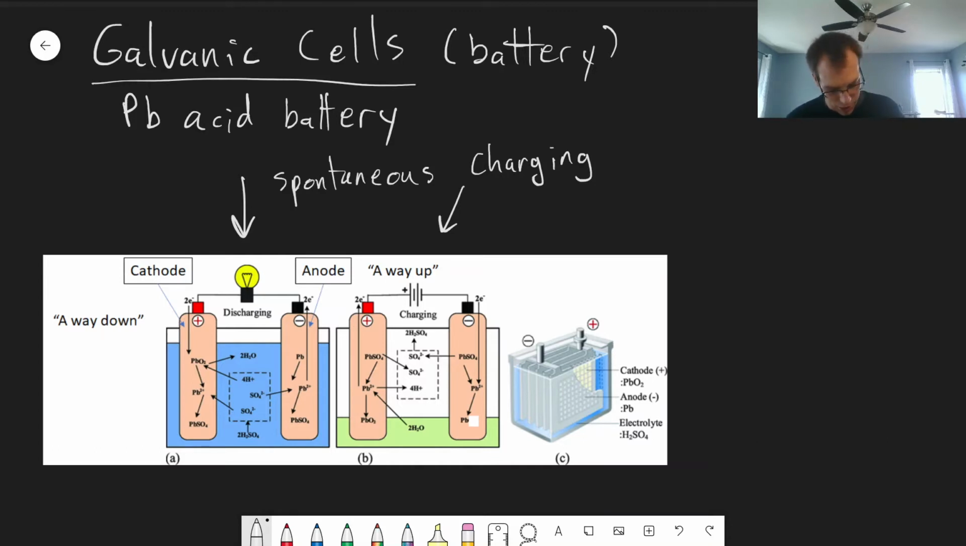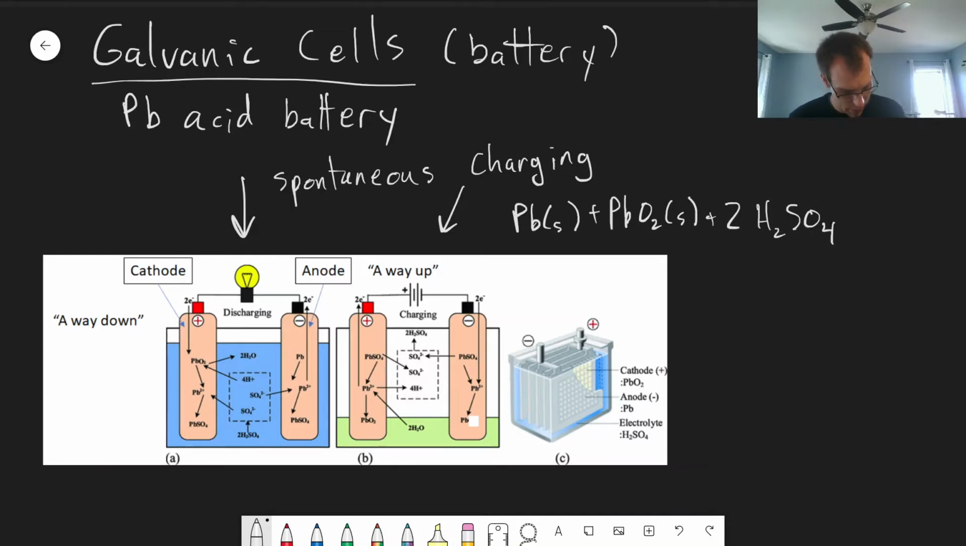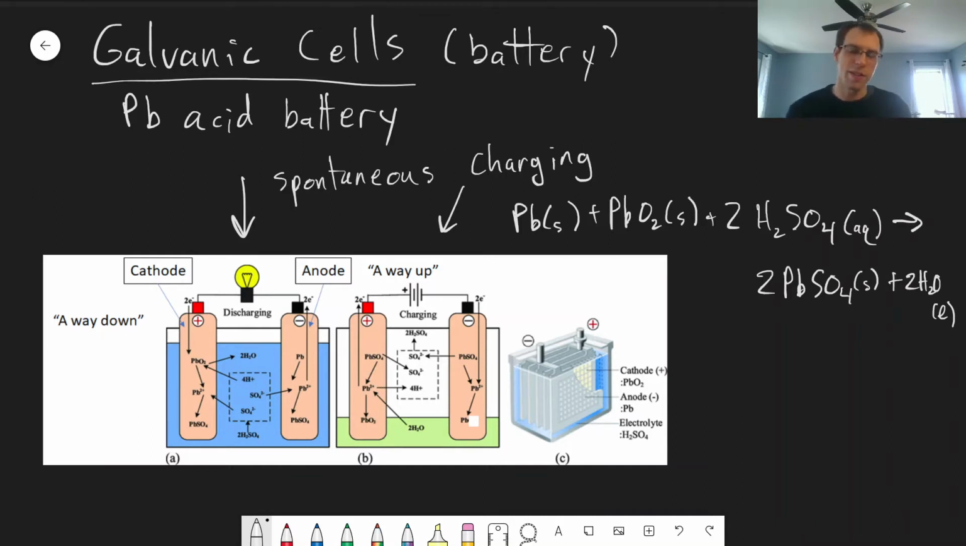All right, so we have lead solid plus lead oxide solid plus sulfuric acid, that's aqueous, and the products are lead sulfate, that's a solid, and water. All right, and so this is our reaction here. And so that's why this is known as the lead acid battery. We have two different forms of lead. We have neutral lead metal as well as lead oxide.